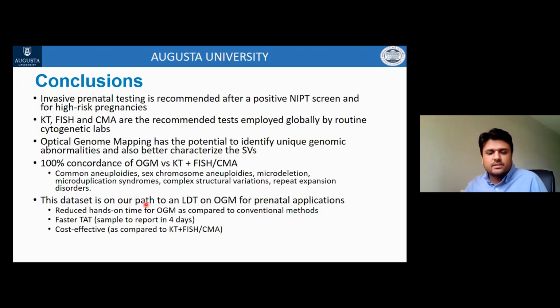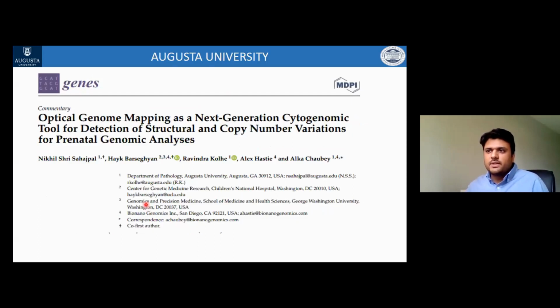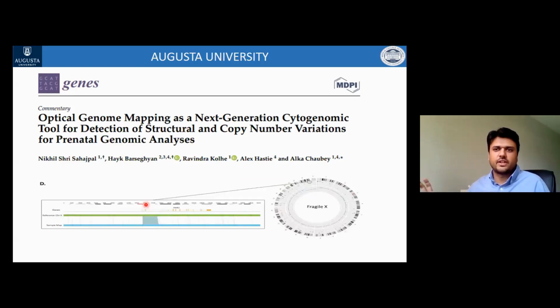This data is our path to an LDT on OGM for prenatal applications. And it has several advantages: it has a reduced hands-on time, a faster turnaround time with sample to reporting in 4 days, and it is cost effective as compared to the combined cost of karyotyping, FISH, and CMA. We have also published recently a commentary on the application of optical genome mapping in the prenatal setting, which discusses several examples of different structural variation classes, including Fragile X.